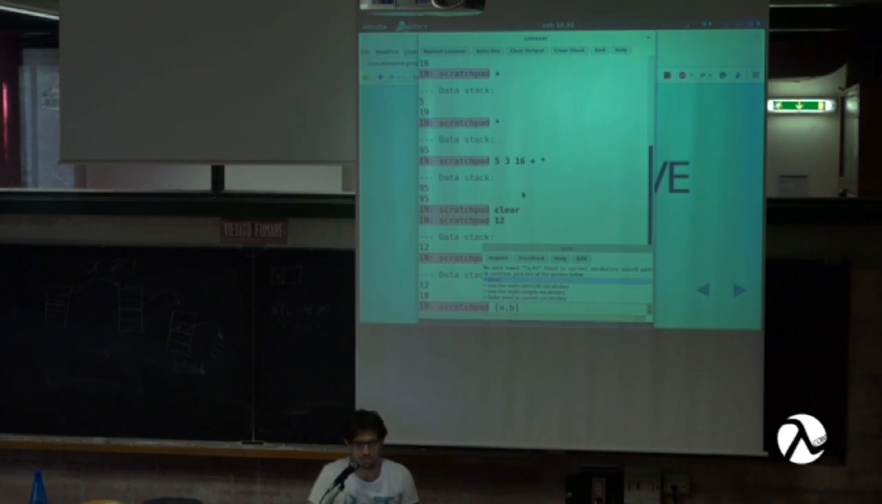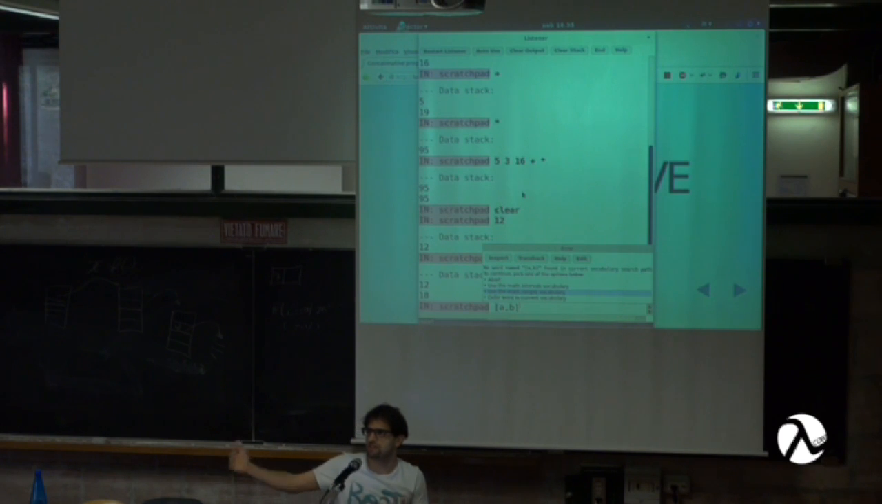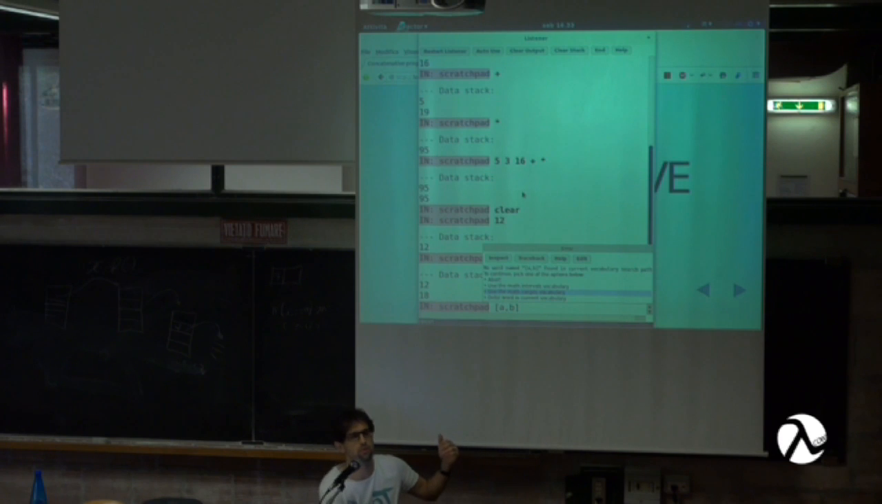Now, this is not important, and the system suggests I import the ranges vocabulary. By the way, vocabulary, why? Because since everything you have is written one function after the other, Factor has its own terminology. Functions are just called words, because you do one word after the other. And so the modules that collect functions that are defined in terms of other functions, so words that are defined in terms of other words, are called vocabularies.